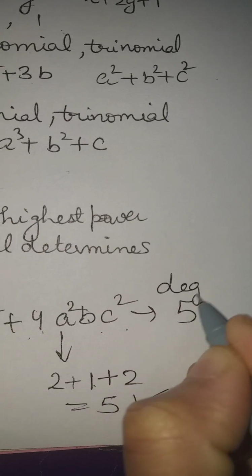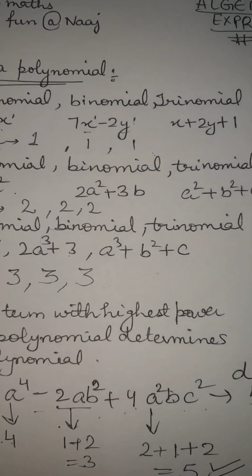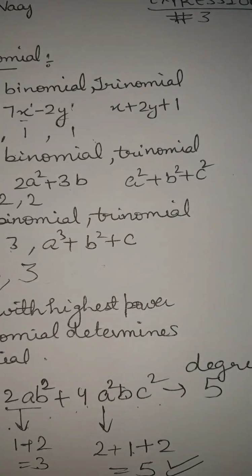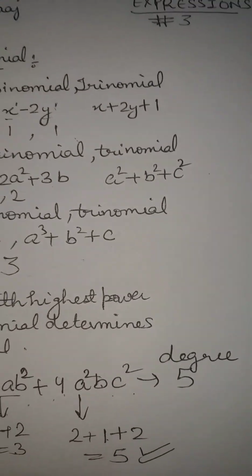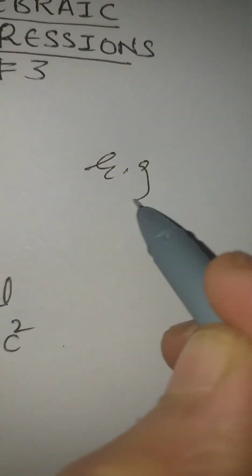Degree of this polynomial is 5, that is a raised to power 4 minus 2ab square plus 4a square bc square. So the degree of this polynomial is 5. Now we will discuss some examples regarding what we have studied in our last video, right?